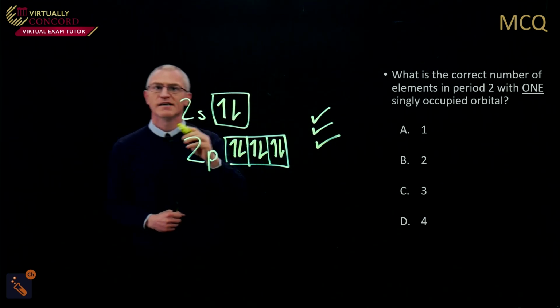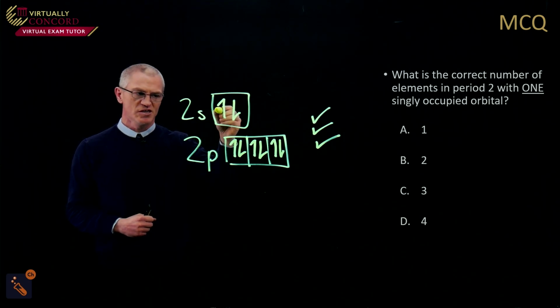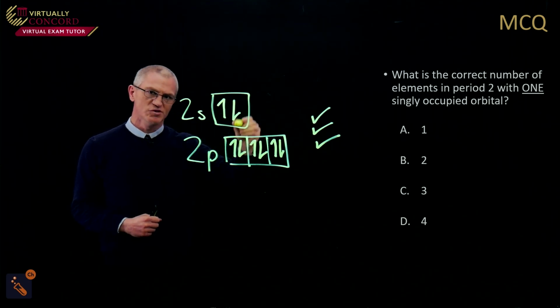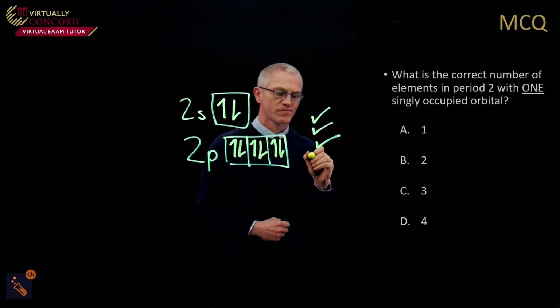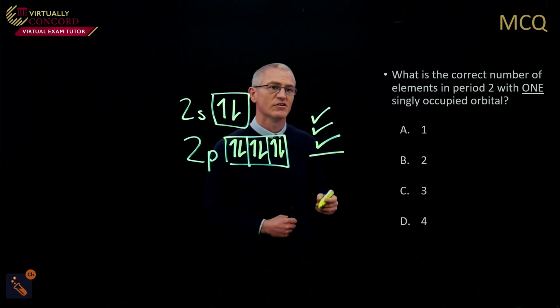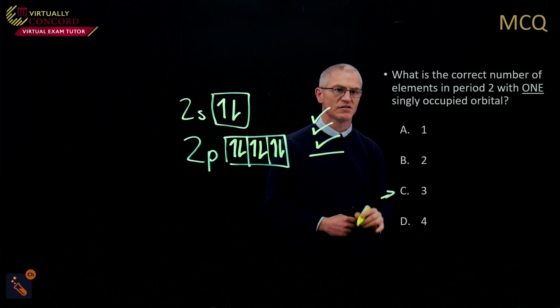So all we did there is we went through the electron configurations of each element, because as you go through the element, you add 1 electron, so it's a different element each time. Okay, and we realized that there was 3. So there was 3 with 1 singly occupied orbital. That means our answer is going to be C.